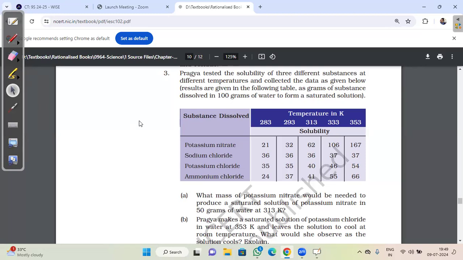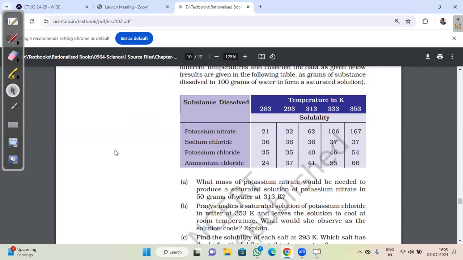Jitendra, what's your answer? Sir, 31 grams. So the answer is 31 grams. The saturation level reduced by half to keep it at the same level. So 31 grams of the solute can be dissolved in 50 grams of water, since 62 grams is for 100 grams. You are correct. Both of you answered correctly.